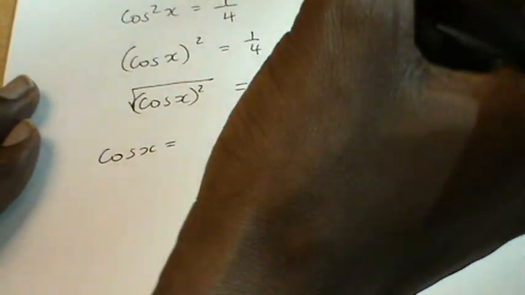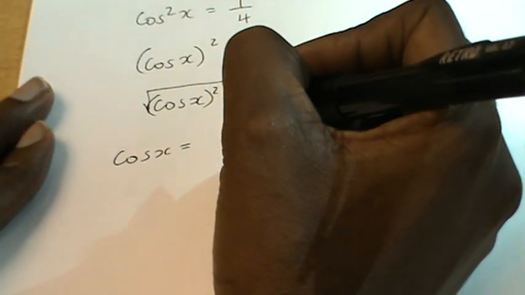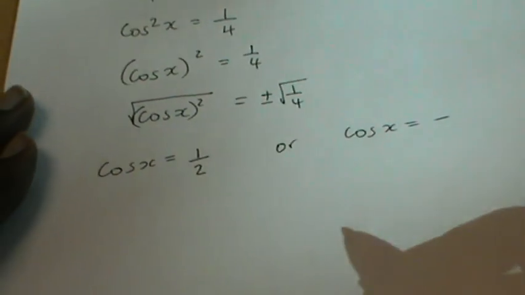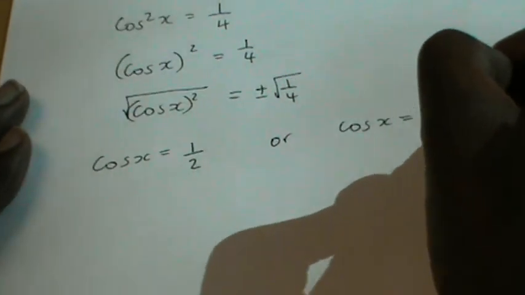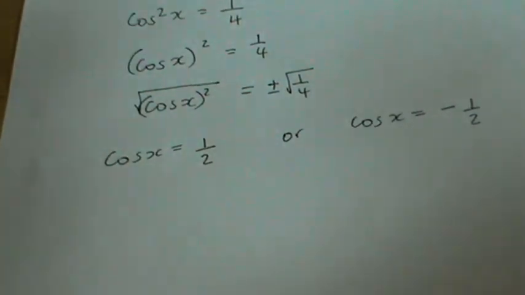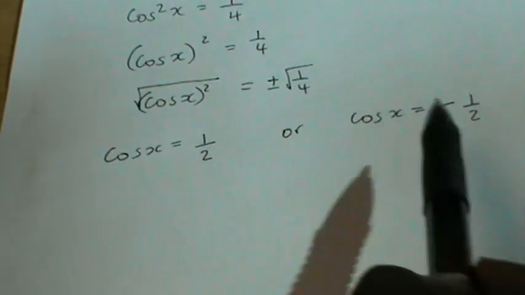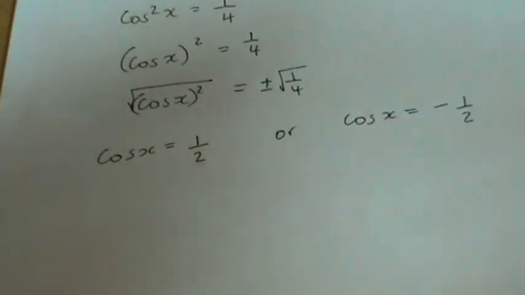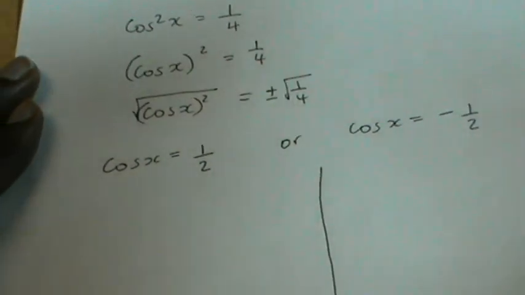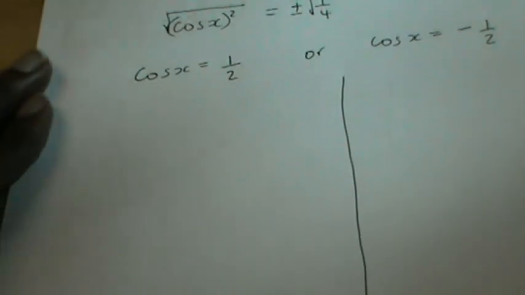So I will be left with cos x is equal to the square root of 1 over 4, which is half, the positive one, or I will have cos x is equal to the negative square root of 1 over 4, which is negative half. These values, you can get them on your calculator. It's not difficult to do. So now that I have these two equations, I will follow the procedure. I'm just going to separate my page in two.